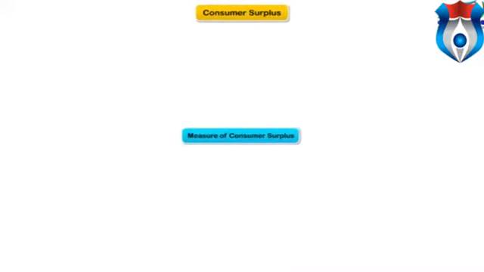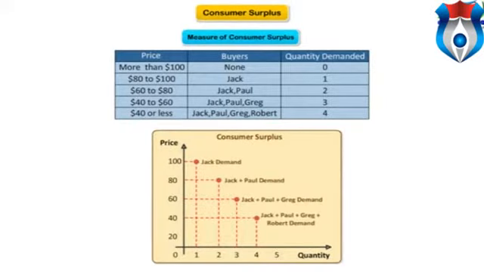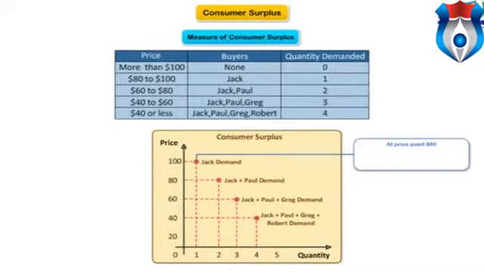Let's now measure the consumer surplus at each price point of the demand curve. In the above graph, we can see that at the price point of $80, the consumer surplus for Jack is $20. That is, willingness to pay price minus actual price, which is 100 minus 80, results in $20. As the prices decrease, the consumer surplus increases because of the greater perceived value to the existing customers and also because of the addition of new customers whose threshold is now above the price.